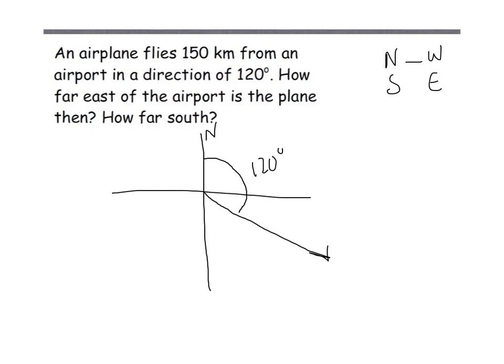Okay, the airplane flies 150 kilometers and ends up here. Okay, this is where the plane is. So it tells me the bearing, and it tells me how far it has gone. All right. So it wants how far east and how far south. So I'm going to change colors. This is east. So east goes this way, right? East. This is east. And then it wants to know how far south.